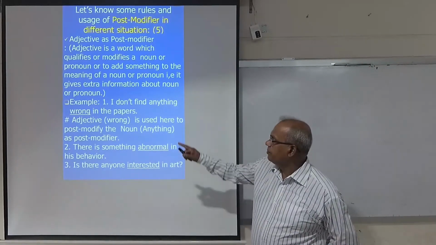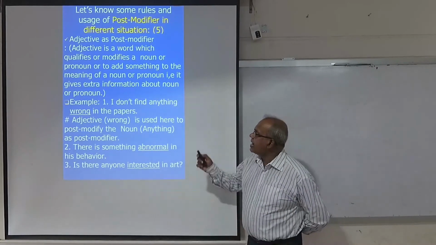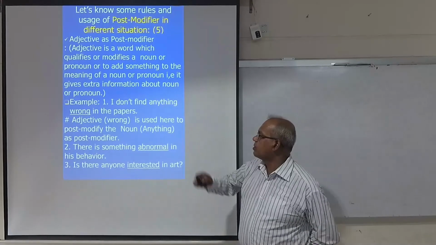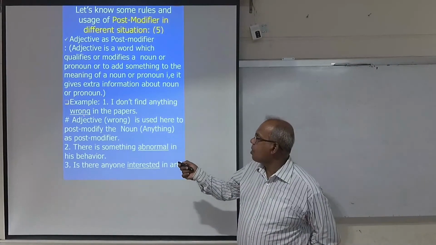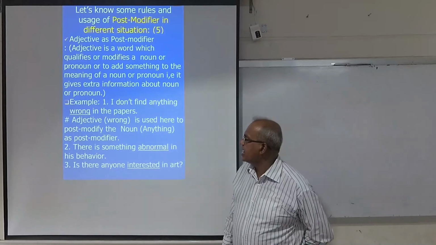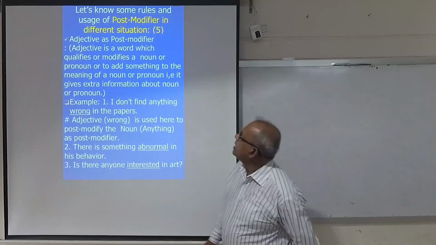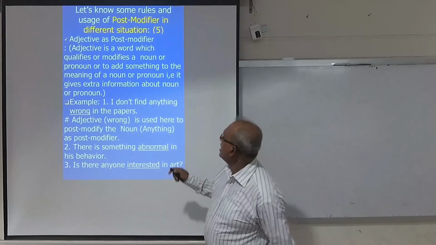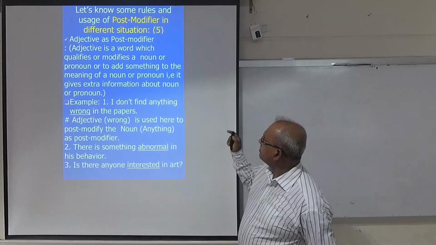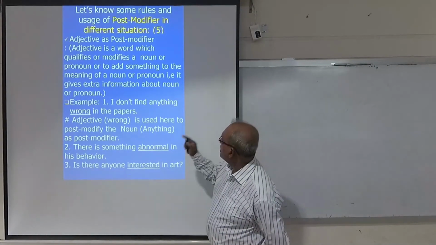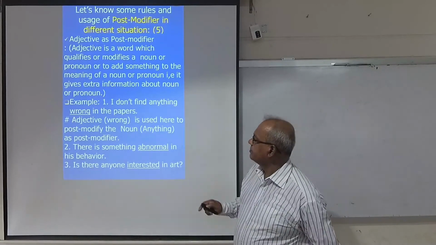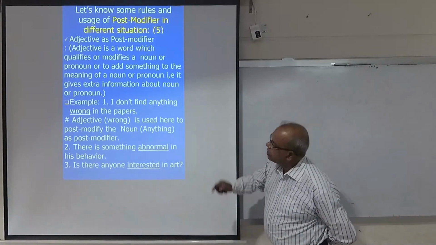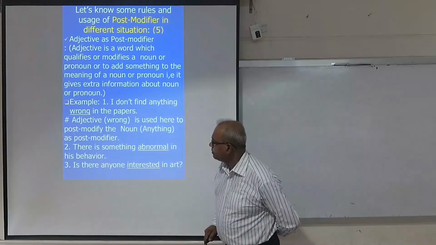Now look at the examples. Number one: I don't find anything wrong in the papers. Wrong is used here as a modifier, and it modifies the word anything. The adjective wrong is used here to post modify the noun anything, as a post modifier.